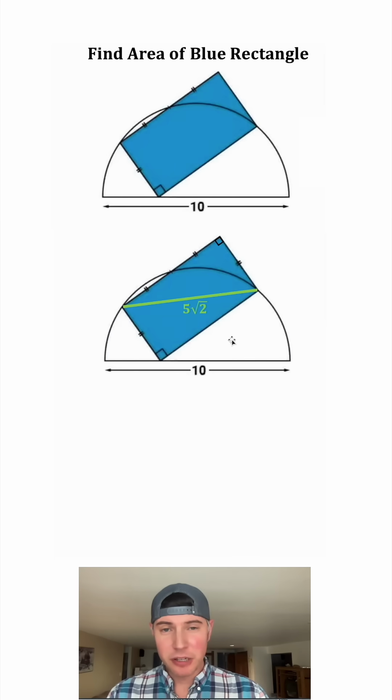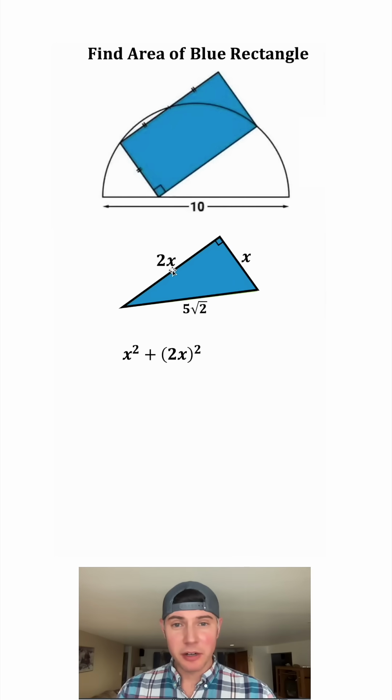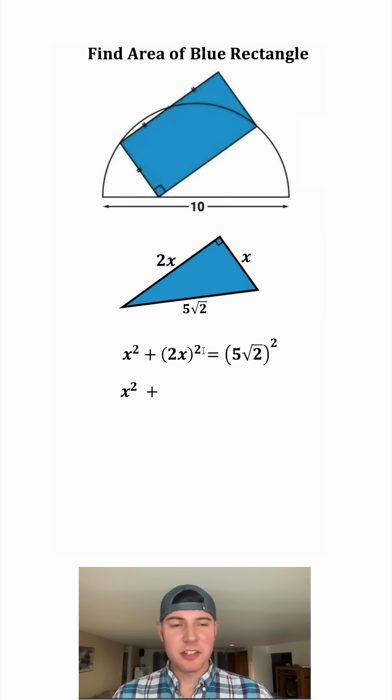Looking at our rectangle, if we call the shorter side x, this longer side is going to be 2x. And we have formed another right triangle. Let's focus on that. And now we can do Pythagorean theorem to solve for x. We have x squared plus 2x squared equals 5 root 2 squared. We can bring down the x squared, and then this squared will go to both the 2 and the x. And this 2 will go to both the 5 and the square roots.